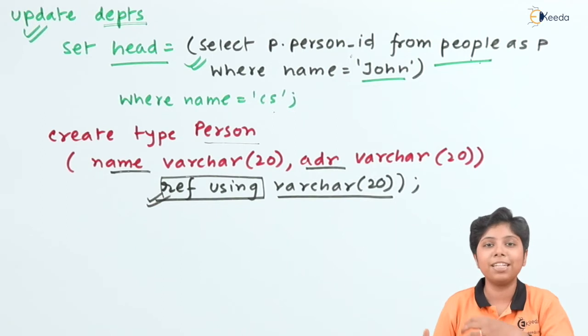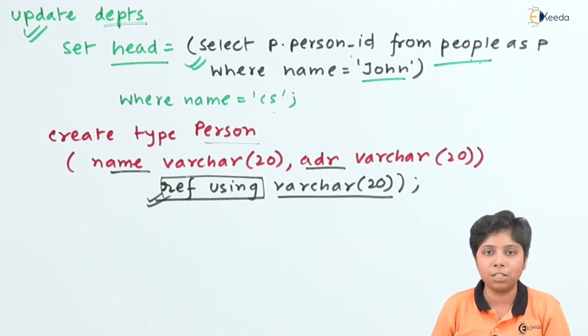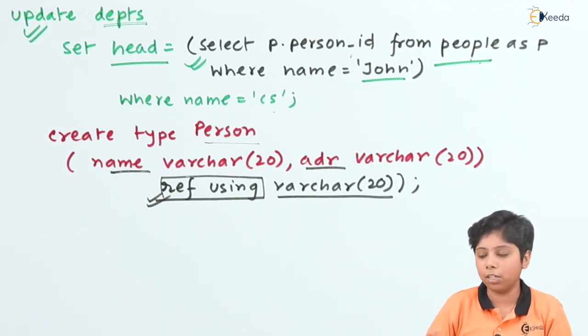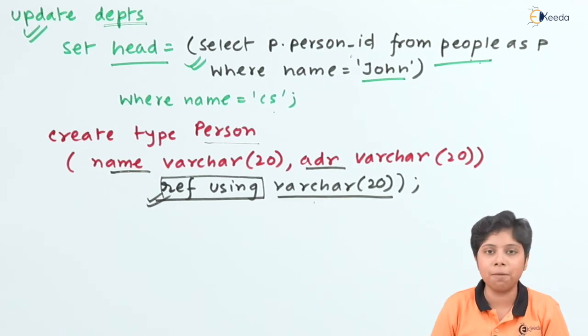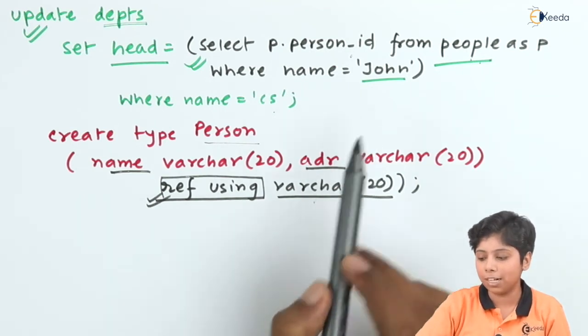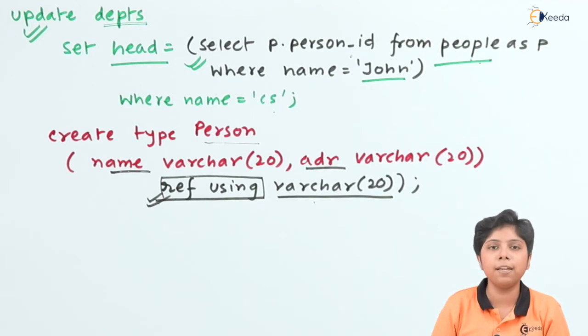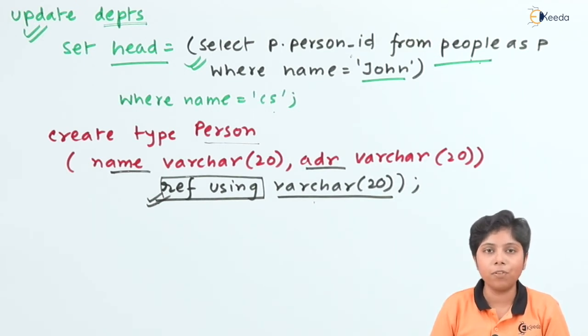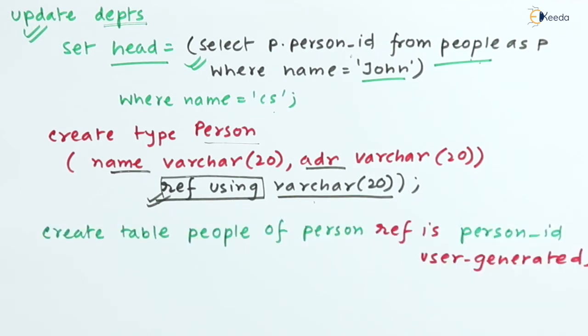So now if I use the person ID as user generated, it will directly go to this varchar(20) data type and use this person ID as a reference using the keyword. Now when we create the table people on the person, we will do it like this. I am using the references keyword with the person ID as user generated. So now we do not want to put the null value as a reference anymore.